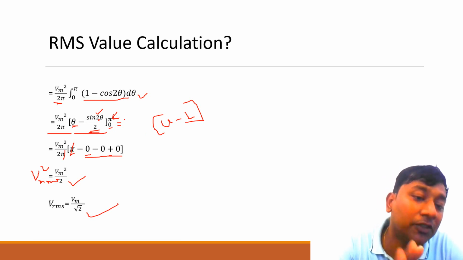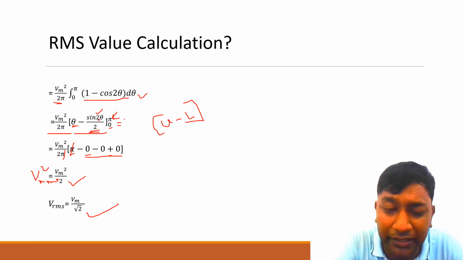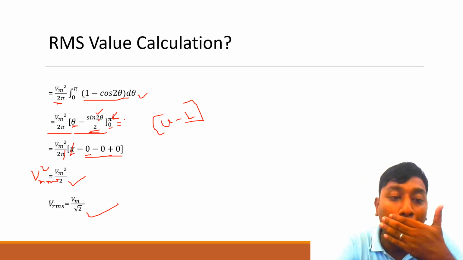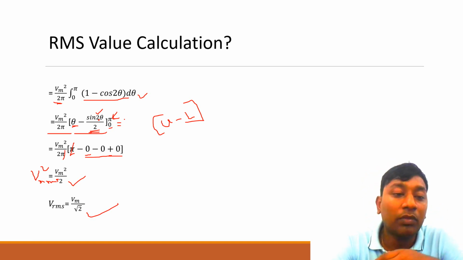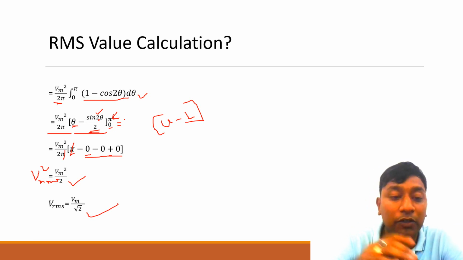If you are not able to remember, then directly write the answer pi. That is also correct. So we get Bm square by 2 pi into pi, so Bm square by 2, or B RMS equals Bm by root 2.